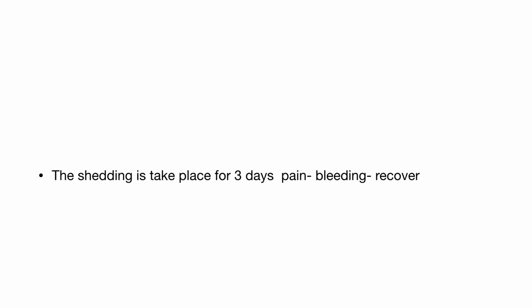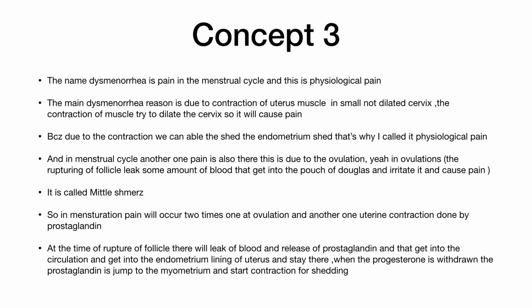In the menstrual cycle, another pain is also there. This is due to ovulation. In ovulation, the rupturing of the follicle leaks some amount of blood that gets into the pouch of Douglas and irritates it and causes pain. It is called Mittelschmerz. So in menstruation, pain occurs 2 times: one at ovulation and another one from uterine contraction done by prostaglandin.